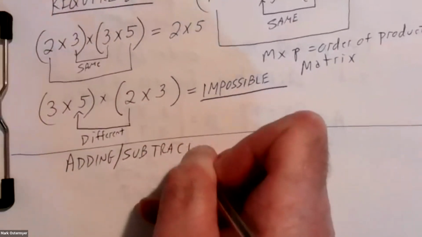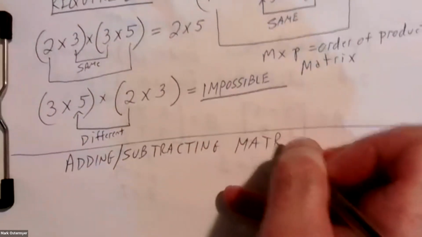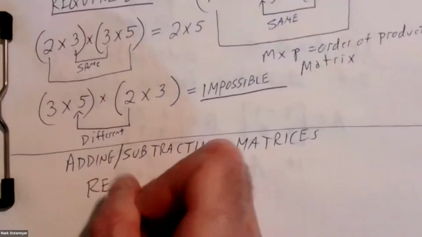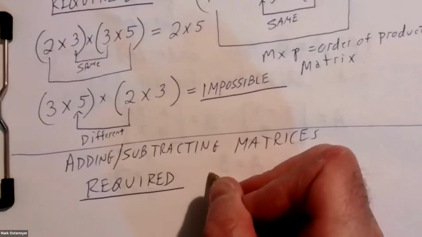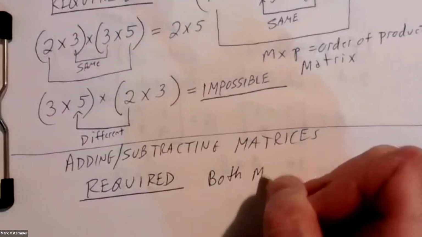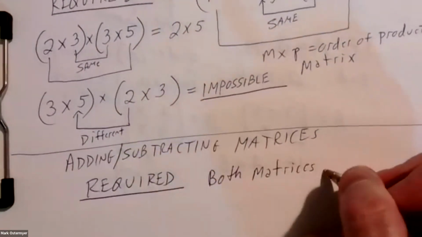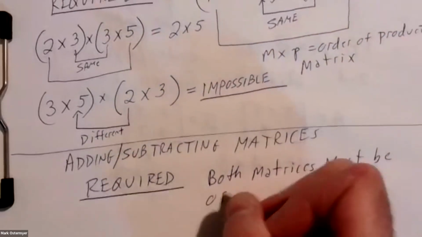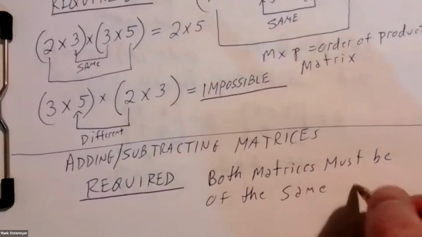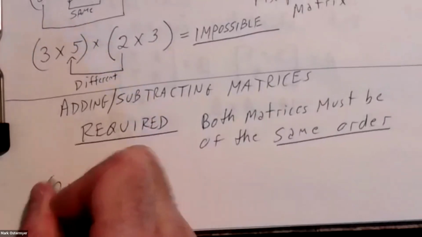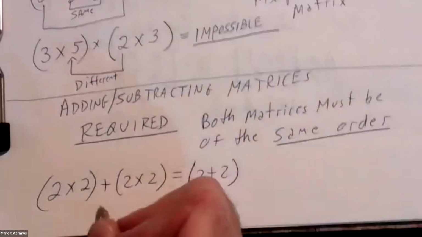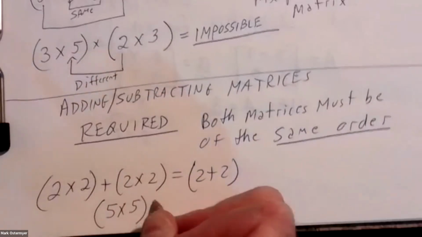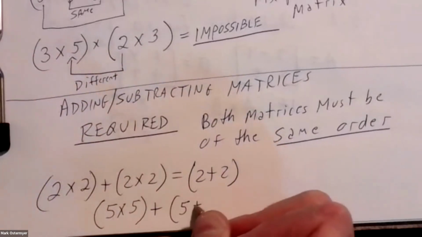So what is the requirement in order to be able to add or subtract matrices? Well, what is required is that the matrices must have the same order. Gotta be the same order. So like you could take a 2x2 matrix and you could add to it a 2x2 matrix to get a 2x2 matrix. You could take a 5x5 matrix and add to it a 5x5 matrix and get a 5x5 matrix.